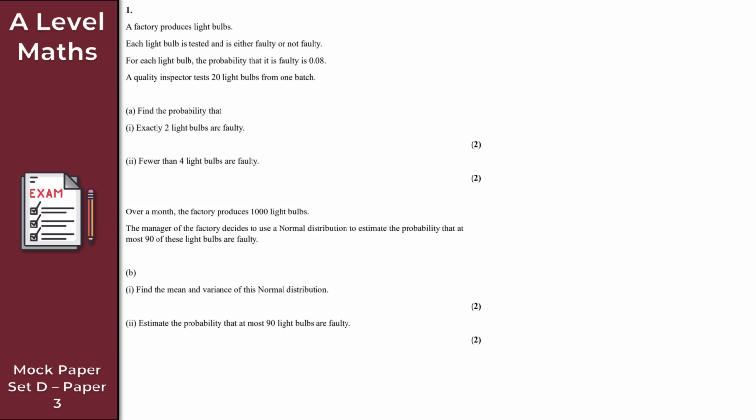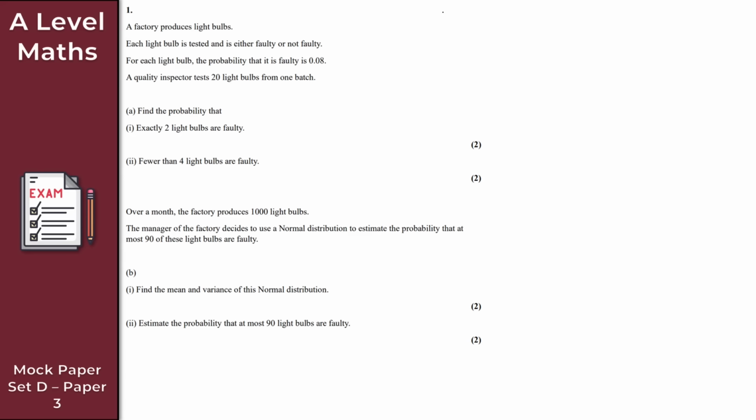All right, so let's just get started here then with question 1. So we have a factory that produces light bulbs. Each light bulb is tested. It's either faulty or not faulty, right? For each light bulb, the probability that it's faulty is 0.08. And a quality inspector tests 20 light bulbs from one batch. So for the first part, part A, we want to find these 2 probabilities.